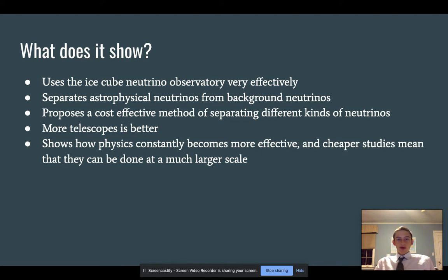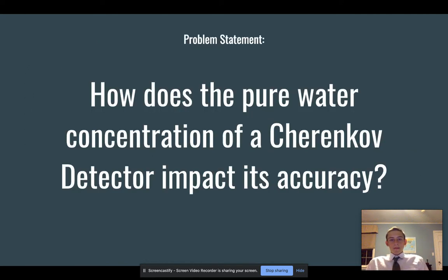It proposes a cost-effective method for separating different kinds of neutrinos. The more telescopes you have, the better result you get. It shows how physics is constantly becoming more effective and cheaper. The reason it's significant that they were able to get a cheaper method is that they can do it at a much larger scale with the same budget, so we can figure out a lot more without having to spend a lot more. And then getting on to my problem statement, it is how does the pure water concentration of a Cherenkov detector impact its accuracy?